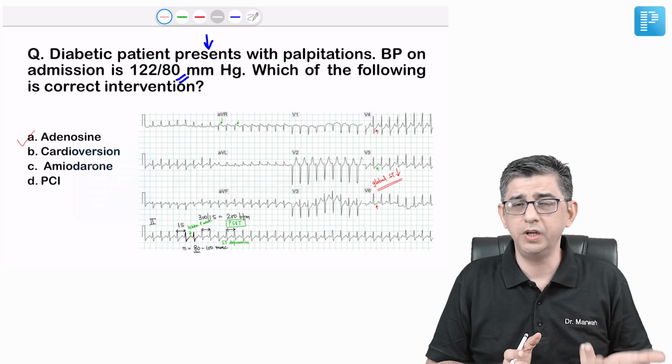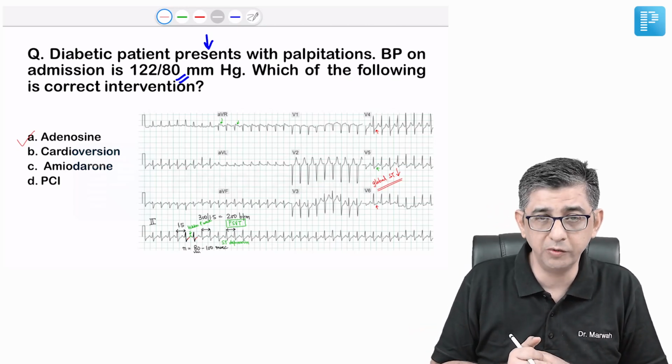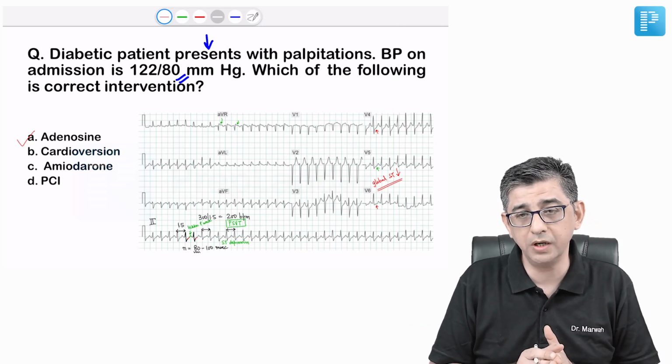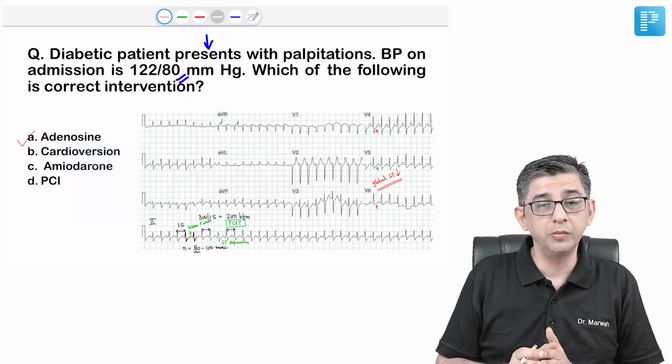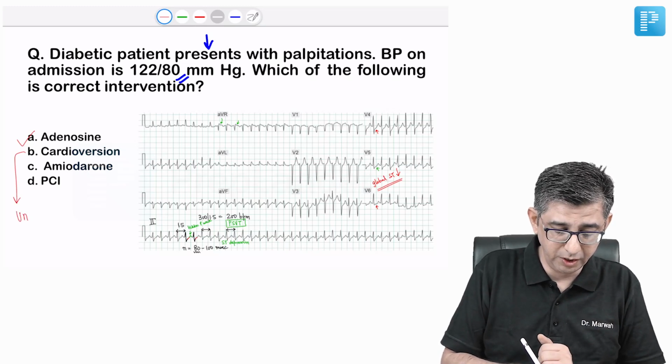Obviously, the first step is going to be carotid sinus massage, while I wait for my nurse to load up 6 milligrams of adenosine that I'll be giving to this patient. But why not option B? Because cardioversion is always done when the patient is hemodynamically unstable.